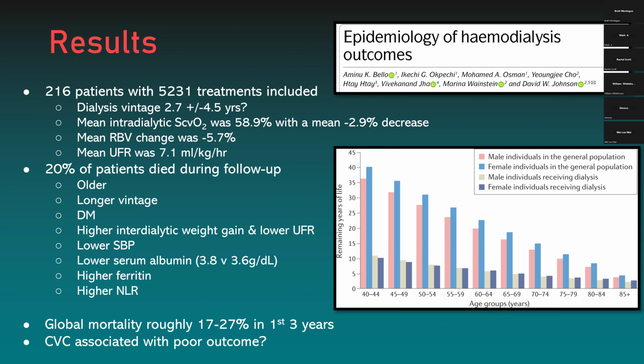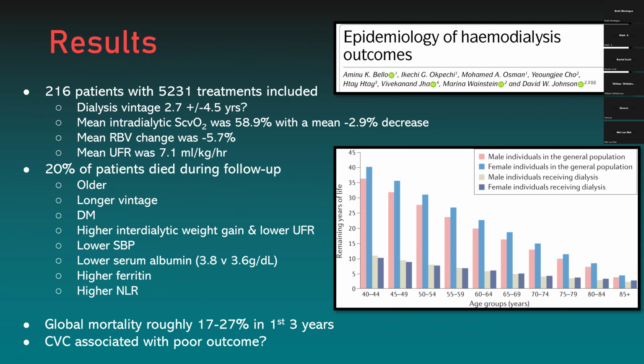But the average of their central venous oxygen saturations amongst their patients was 58.9%, and overall they decreased by nearly 3% during the treatment. The overall mean relative blood volume change was a 5.7% decrease, and their mean ultrafiltration rate that they were able to achieve throughout this population was 7.1 mil per kilo per hour. They report an overall mortality rate of 20%, and that's where these pictures come in.